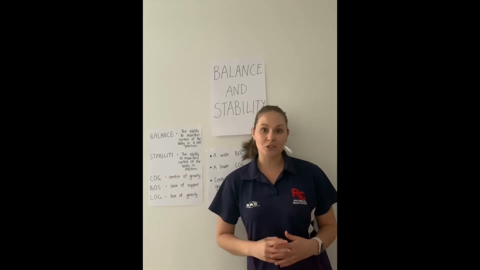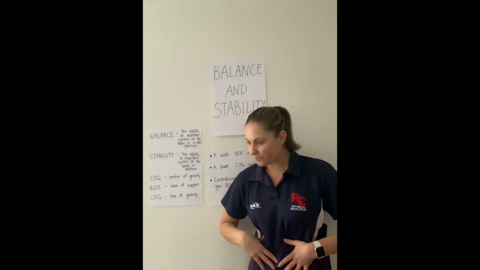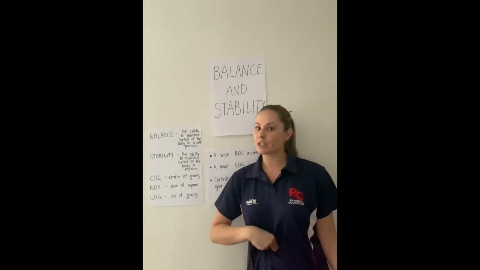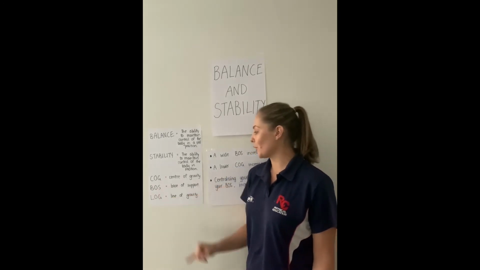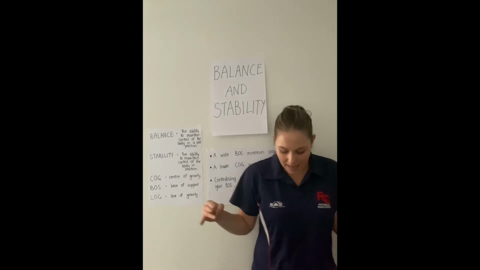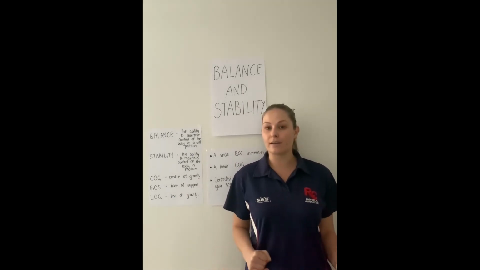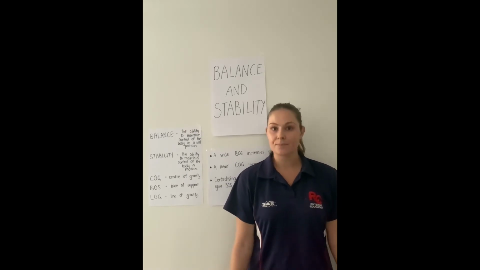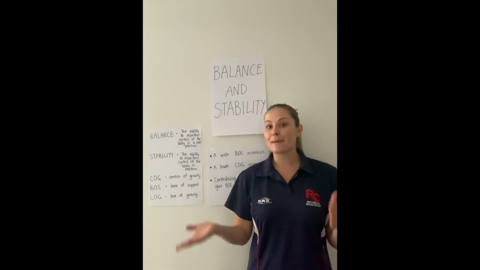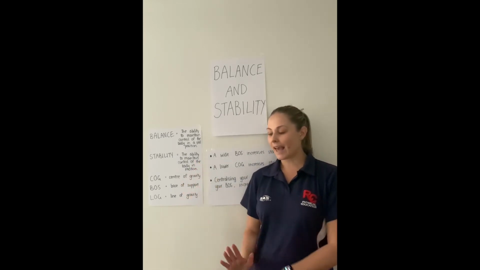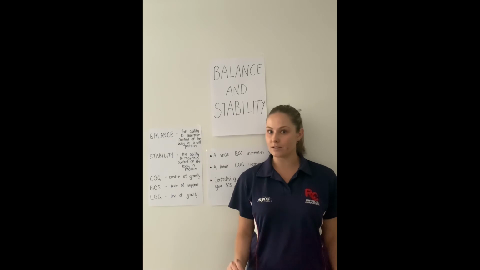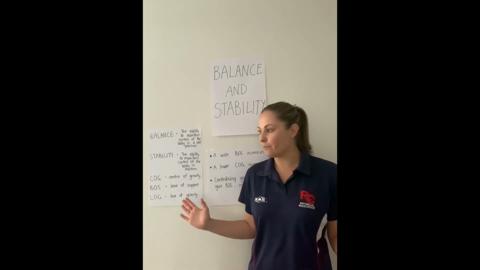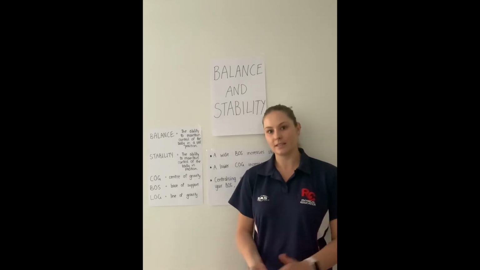COG is your center of gravity. You probably can't see in this video, but basically it sits around, think of your belly button. That's your center of gravity. Then we've got BOSS, base of support. Base of support is what is in contact with the ground. So if I'm standing up right now, my base of support is my feet. If I was doing a handstand, my base of support is then my hands. It is supporting you as you are standing or performing something, a handstand, for example.